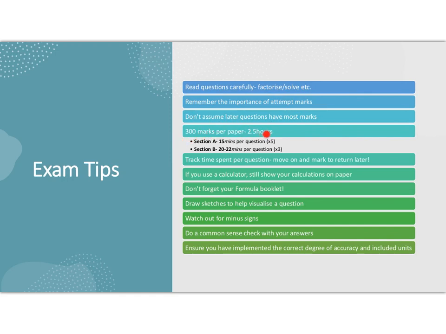Your exam paper is worth 300 marks and you're going to have 2.5 hours per paper to complete it. As a general rule, for Section A, aim to spend about 15 minutes per question, and for Section B, about 20 to 22 minutes per question. That should allow you about 10 minutes at the start of the exam to read through it and figure out which questions you're going to answer.